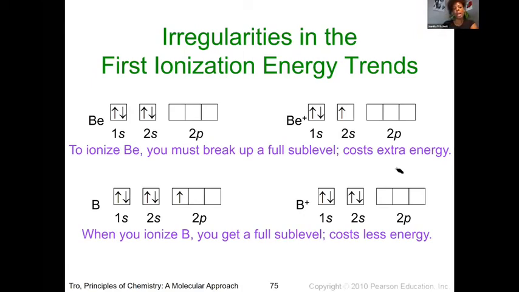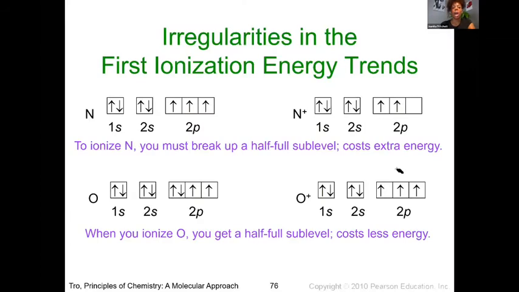So again, to ionize beryllium, you have to break up that full sublevel, and that's going to cost that energy. Same thing with nitrogen and oxygen. Breaking up that half sublevel will require more energy than the oxygen.